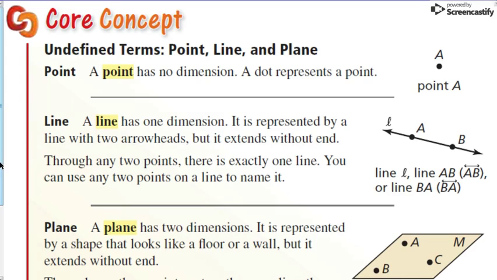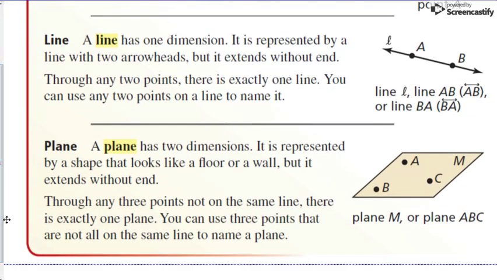A plane has 2 dimensions. It is represented by a shape that looks like a floor or a wall, but it extends without end. Through any 3 points not on the same line, there is exactly one plane. You can use 3 points that are not all on the same line to name a plane. So in this picture, we see that we can name a plane M. Notice that M is not a point because there's not a dot by it. That's just another way of naming the plane. We can also name it plane ABC because those are 3 points that are actually on the plane.